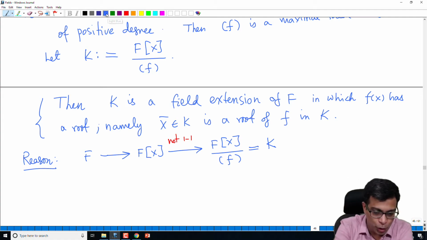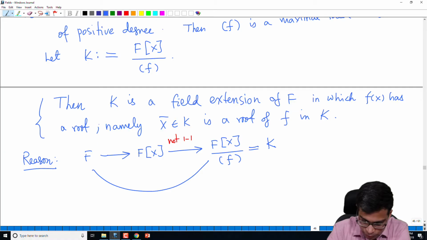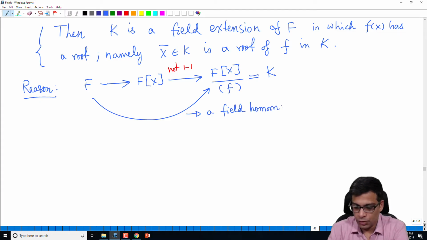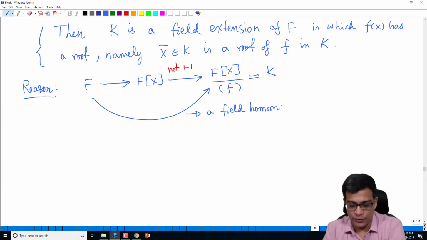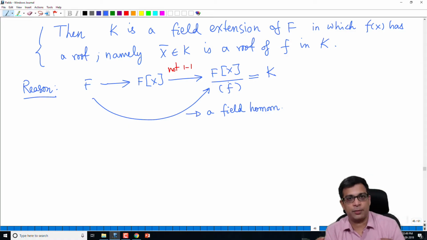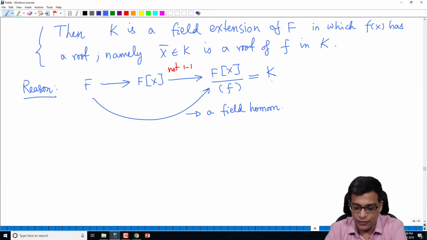But the composition, this is a field homomorphism, right? This is a field homomorphism because the first one is a ring homomorphism, the second one is a ring homomorphism, the composition is a ring homomorphism. A field homomorphism is really nothing but a ring homomorphism between two fields. F and K are fields, it's a field homomorphism.